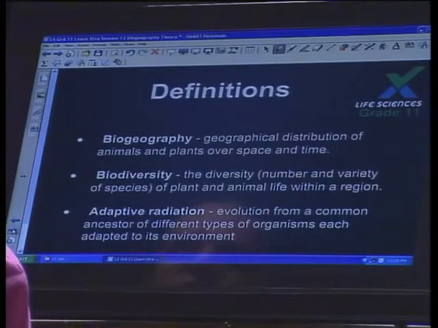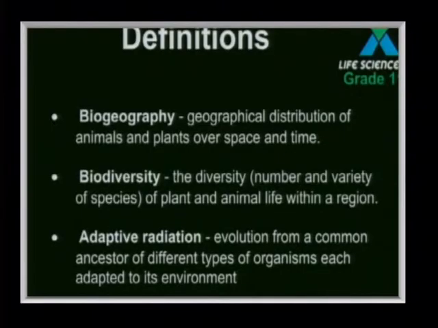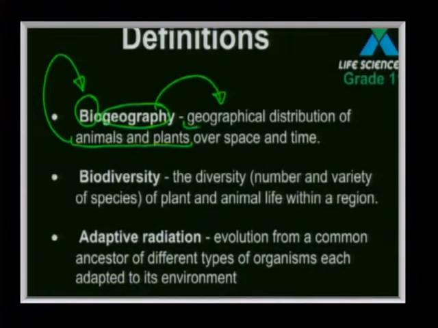So let's get to the definitions. If we look at our definitions, the first one here is biogeography. Bio, again, referring to life. In other words, we're looking at all plant and animal life. So there we go. That's your bio. Geography, referring to land. So there we have our geographical distribution. And this is, of course, over space and time. So, biogeography: the geographical distribution of plants and animals over space and time.